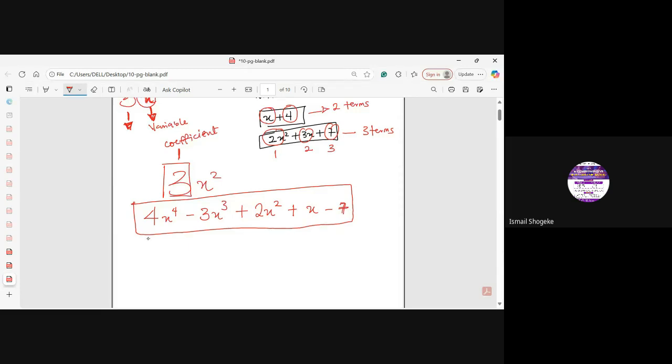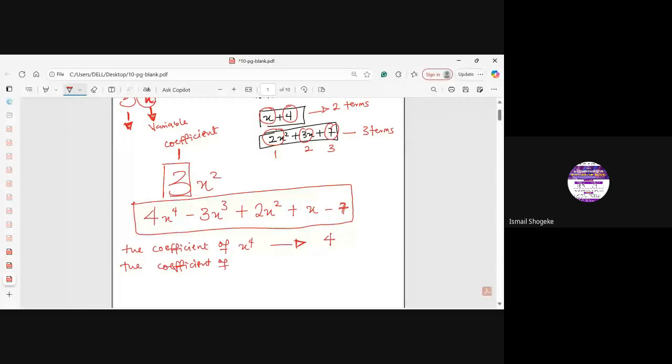Now, the coefficient of x power 4, I mean, what number is in front of x power 4? What number? 4. Do you see that? The number in front of x power 4. That's the meaning of coefficient.